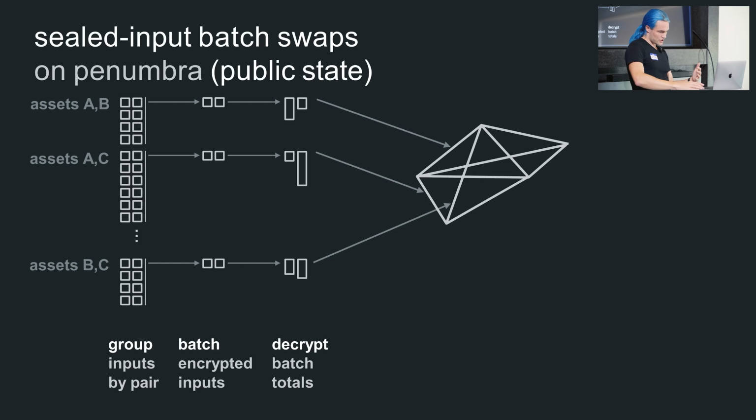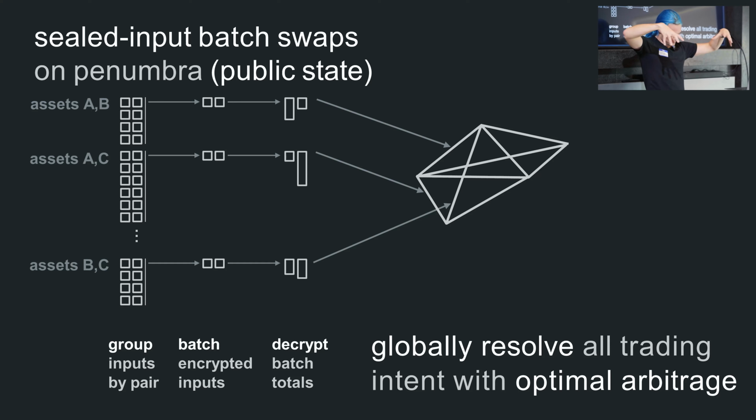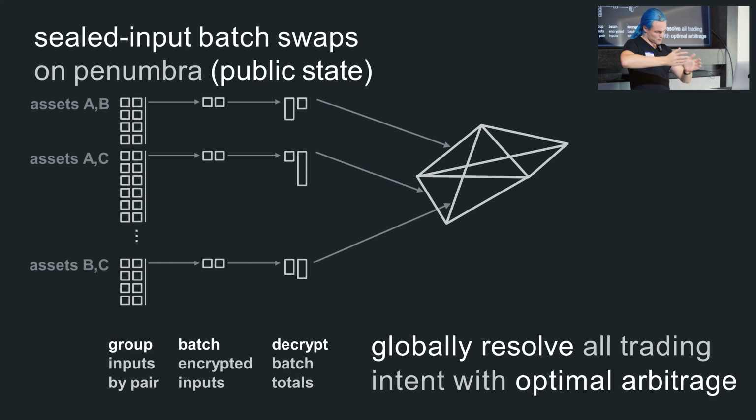So you can actually load up the whole graph of all of the liquidity that's there and globally resolve all of the trading intent with optimal arbitrage on this complete graph. And the reason that you're able to do that is because you know that you're only going to be doing this computation once per block rather than every single transaction. So you can potentially get much cooler computation, or you can run things much faster.